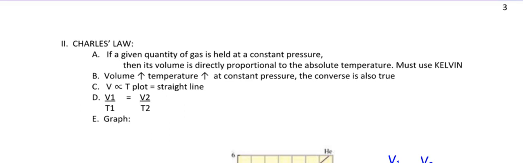So we left off talking about the relationship between pressure and volume, and that was Boyle's law. And we had said that if pressure goes up, volume goes down. That was an indirect relationship, so we multiplied. So now we're going to talk about Charles' law, and how is that different?